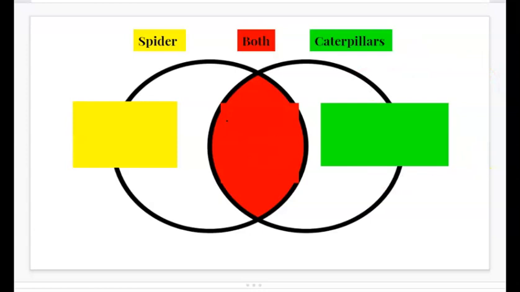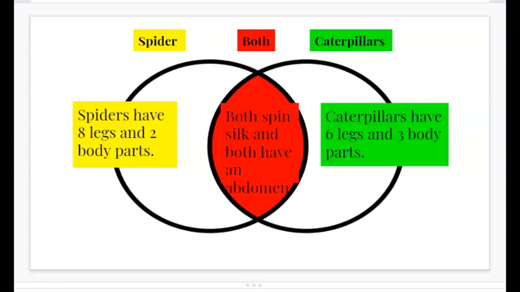So let's think for a moment. What are the similarities between spiders and caterpillars? Well, both spin silk and both have an abdomen. In this section here, spiders have 8 legs and 2 body parts. And over here, caterpillars have 6 legs and 3 body parts.